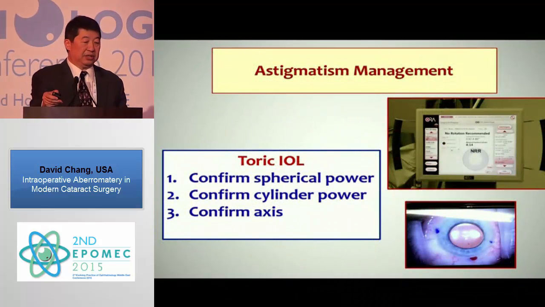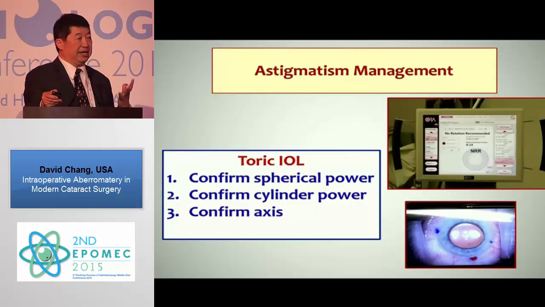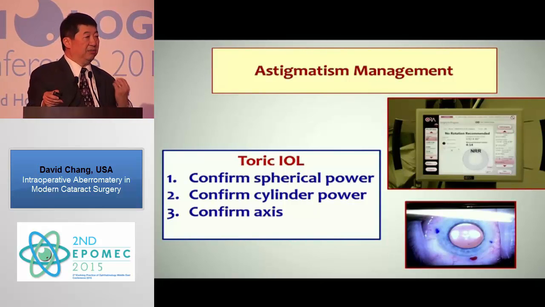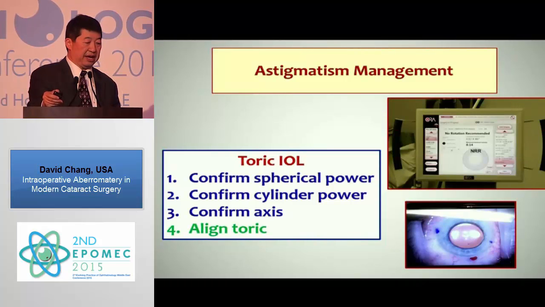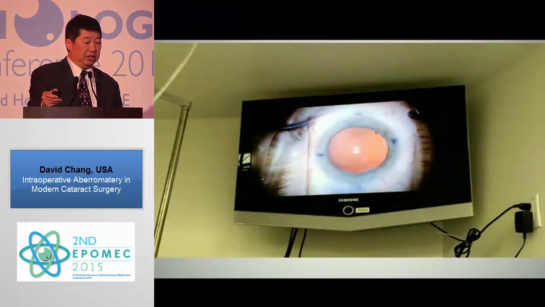So let's see how this would help us. Think of this as a double check. It's a way to confirm your preoperative diagnostics, confirming the spherical and the cylinder power as well as the axis. And also, with the pseudophakic reading, it will help you align the toric.